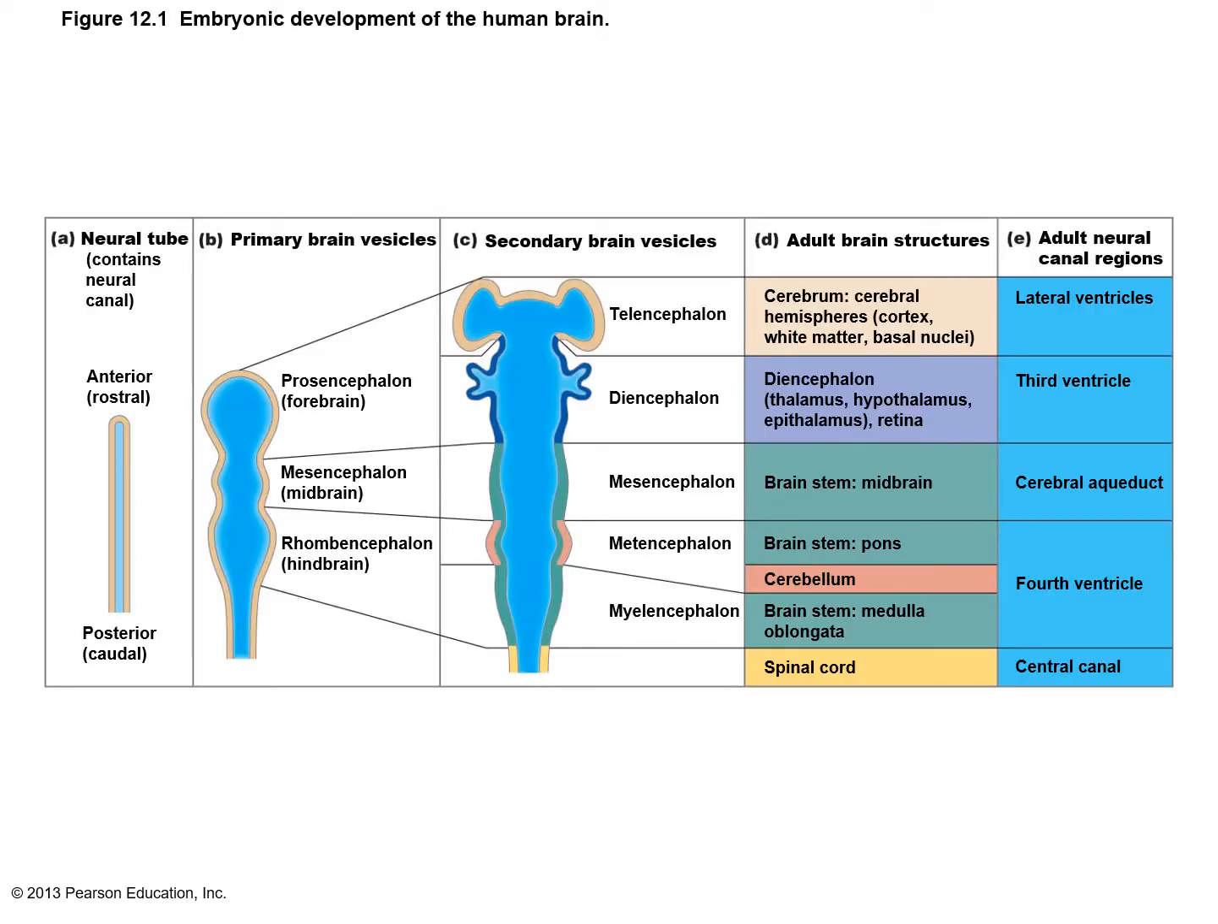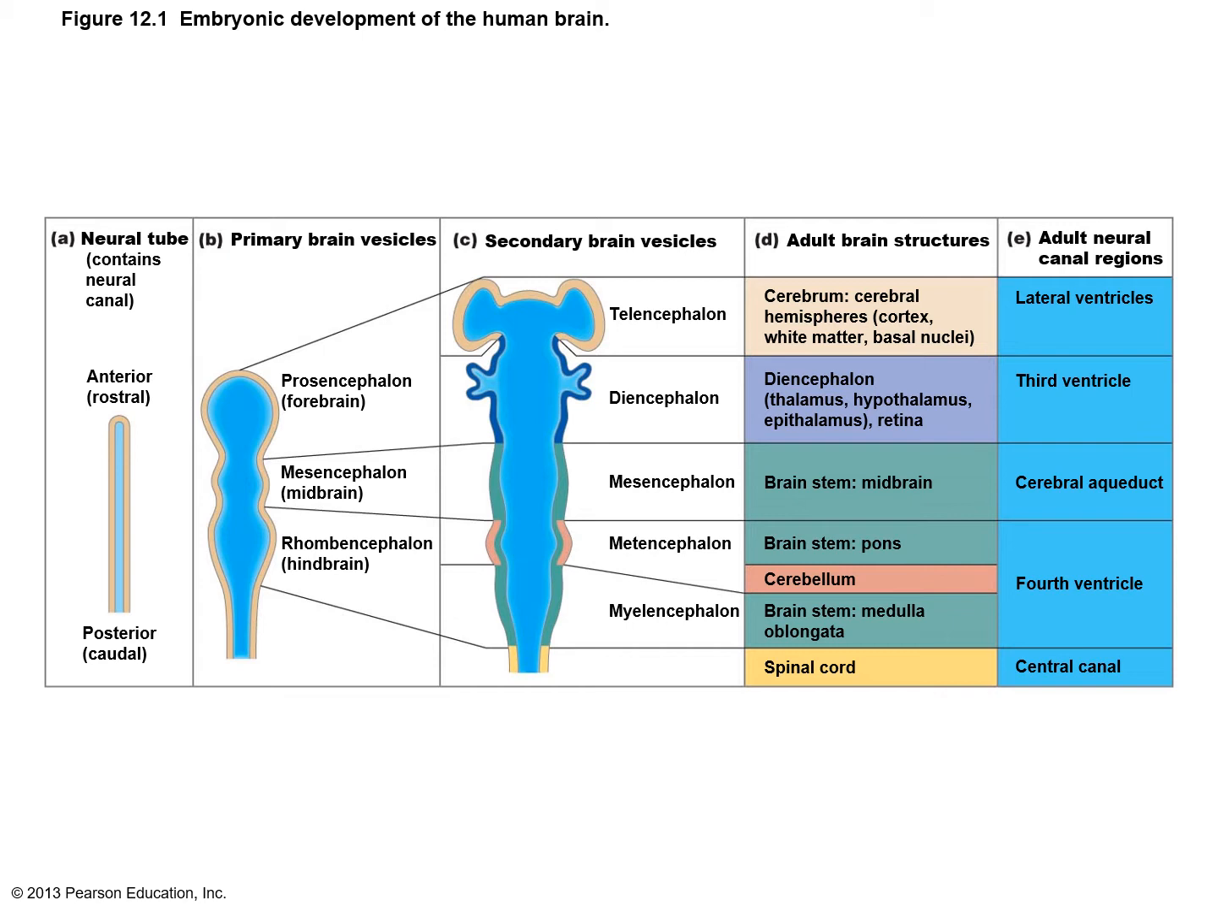Here you see a diagram of the embryonic development of the human brain. Essentially, this development starts out as a simple structure, the neural tube, which develops swellings, which are called the primary brain vesicles. You see more complexity developed later on in development, forming the secondary brain vesicles, and each of these brain vesicles does result in adult brain structures.